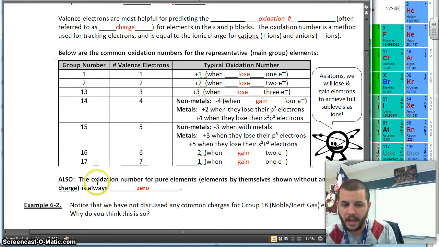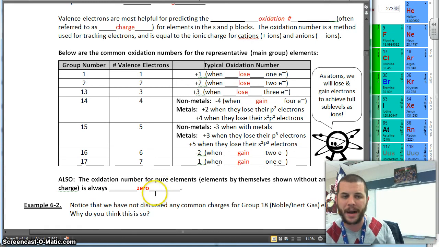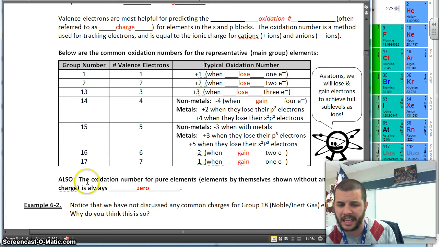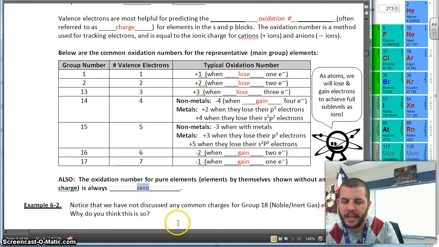a good grasp on. Okay, it says also the oxidation number for pure elements, meaning an element that's just by itself. If it's by itself and it's not an ion or anything like that, then its oxidation number is going to be 0. That's important to understand. So just a regular old atom is going to have an oxidation number of 0.